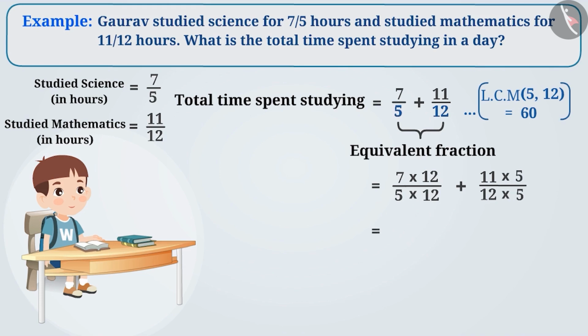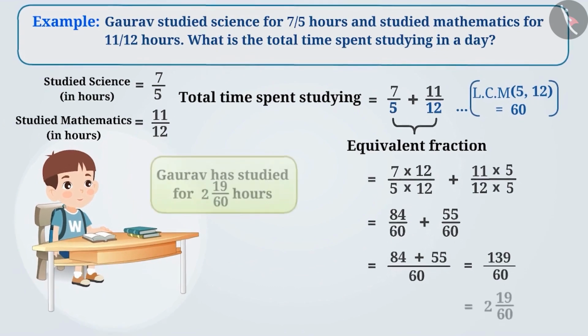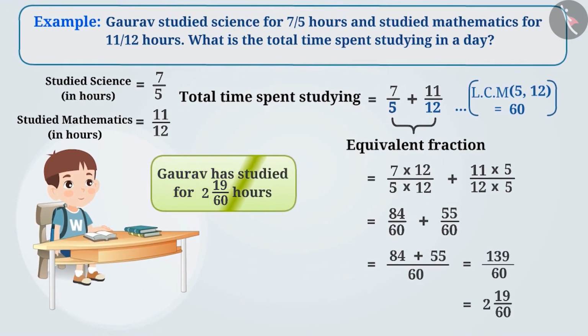Now we get the equivalent fraction of 7 by 5 as 84 by 60 and 11 by 12 as 55 by 60. Since the denominators are equal, we add the numerator 84 with the numerator 55 and keep the denominator as it is. Therefore, the resultant fraction is 139 by 60. That means Gaurav has studied for 2 and 19 by 60 hours.